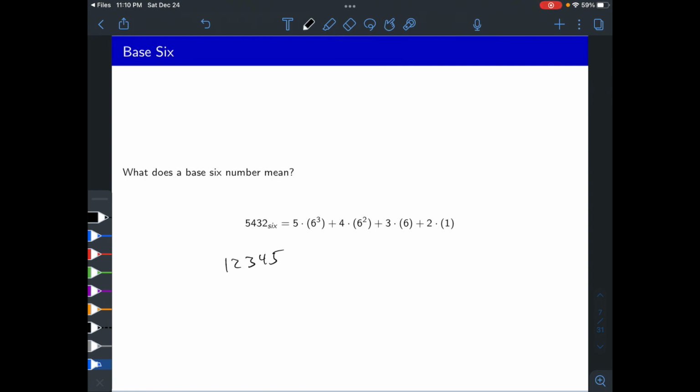If I had an extra place value, a fifth one, it would be one group of 6 to the 4th, which I don't know off the top of my head, but that's what it would be.